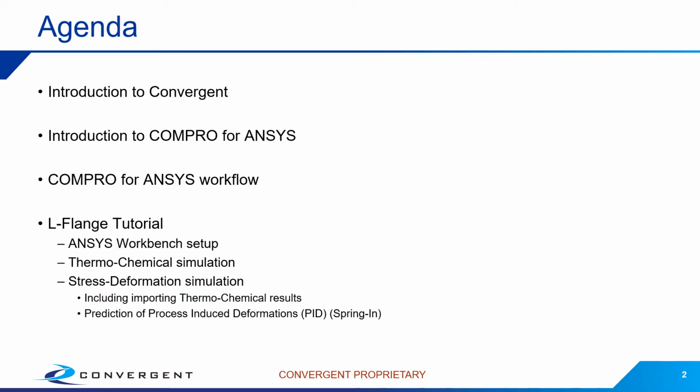So in today's agenda, I'm going to go through an introduction to Convergent, an introduction to Compro for ANSYS, and describe some of the workflow as an outline for Compro for ANSYS, and then get into a tutorial. So I'm actually going to do a live demo. I've cropped out the waiting for the simulation to run, since each simulation takes about 12 minutes to run. But other than that, it's live, and walking through a tutorial on how to do a thermochemical flow compaction and stress deformation results to predict process-induced deformation.